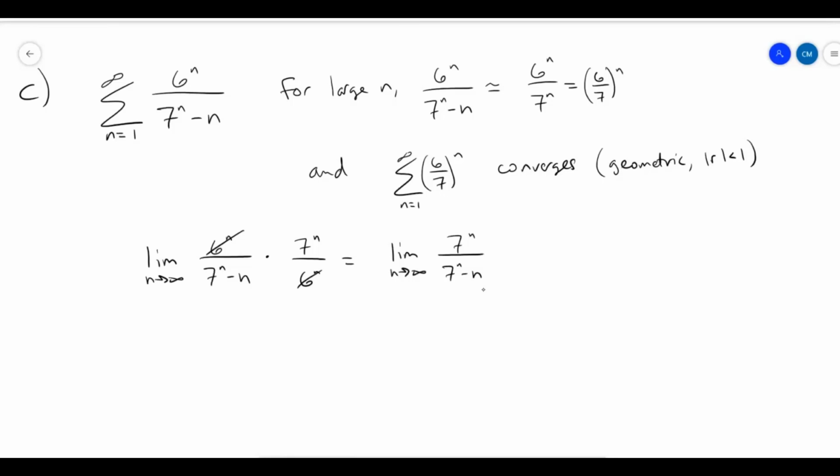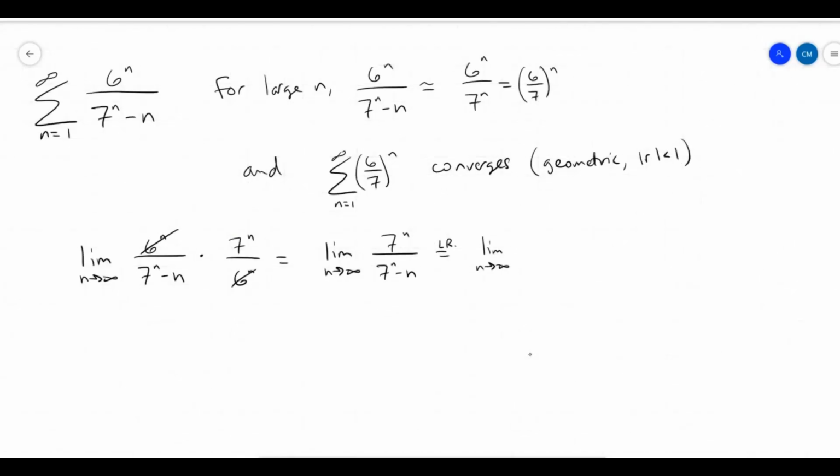Now that is actually an indeterminate form. Remember that. This is infinity over infinity. And so indeterminate form should tell us L'Hopital's rule. L'Hopital's rule then tells us that we need to take the derivative of that top function, and that's going to be 7^n times the natural log of 7, exponential function. 7^n also in the denominator, ln 7 minus 1. But that still gives us infinity over infinity. So we have to use L'Hopital's rule one more time.